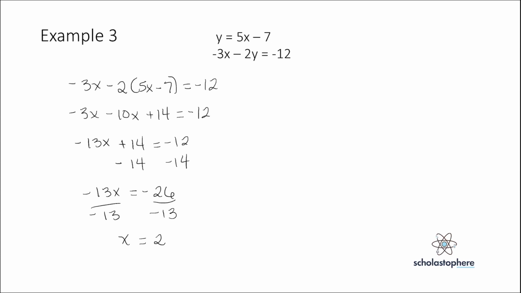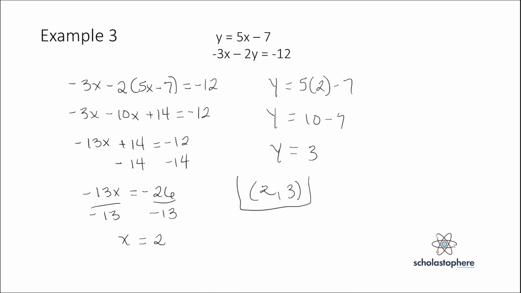So now that we know what x is equal to, let's go ahead and solve for y. So let's take the equation y equals 5x minus 7. Where we see an x, we're going to put the 2 in. So you should have y equals 5(2) minus 7. Once you distribute, you should get y equals 10 minus 7, and y is equal to 3. So the coordinate point for this problem is (2, 3).